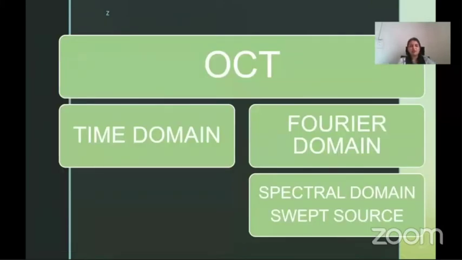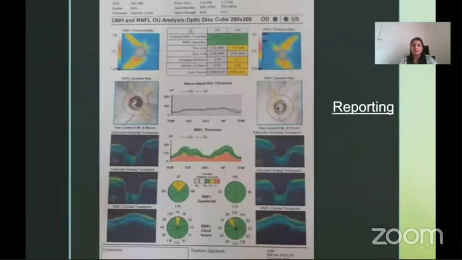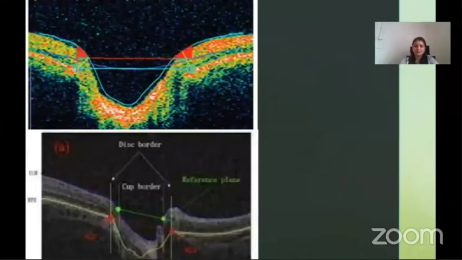So we have two types of OCTs. One is time domain OCT. The prototype is Cirrus. The Fourier domain is your Spectralis. We have different generations of OCTs. This is the OCT printout. We again divide them into zones.